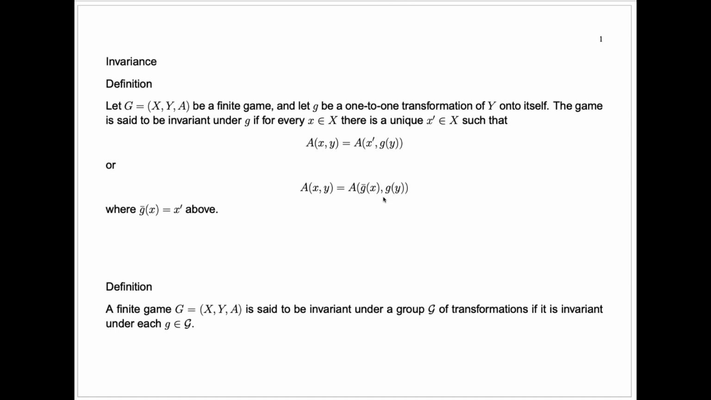What in the world does that mean? Well, that means this one-to-one transformation G is renaming the elements of Y. G bar of X is a corresponding renaming of the elements in X, and what this says is that the game is invariant under this transformation if after you've renamed the elements of Y and done the corresponding renaming of elements in X, the payouts are exactly the same.